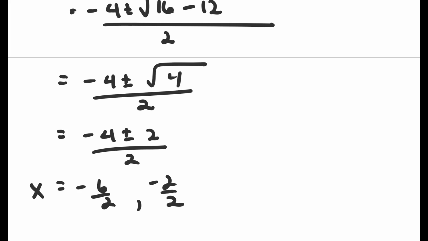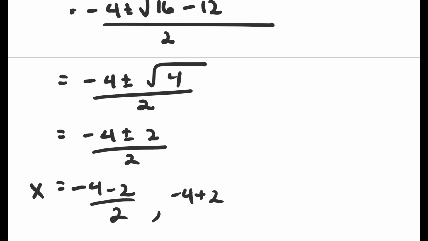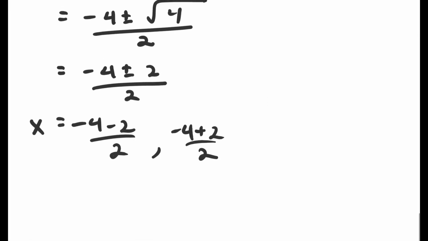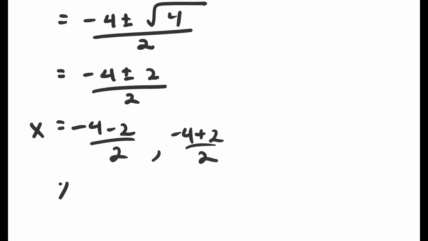Where did I get those numbers from? That was not fast, so let's write it down. Okay, you have a negative 4 minus 2 over 2 is one of your answers, and you're going to have a negative 4 plus 2 over 2 as one of your answers. That's when you should be simplifying, right? X is going to equal what? Negative 3 and a negative 1?